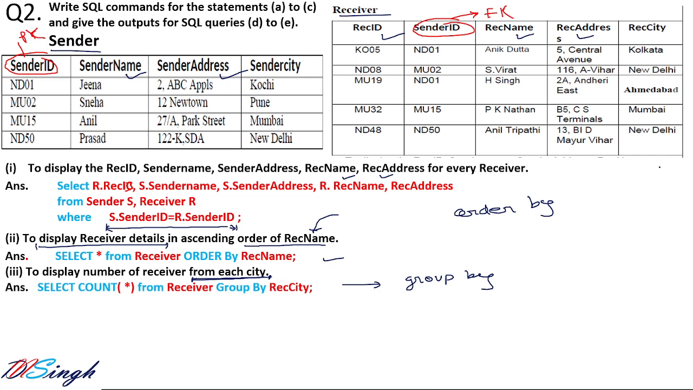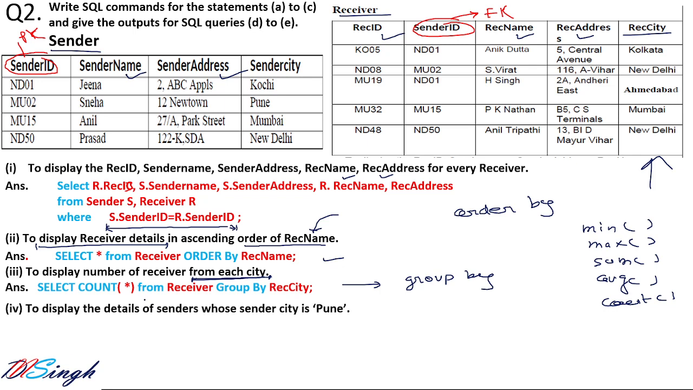So which column has cities inside the table? Inside receiver, city. So what do they want? They want the number of receivers from that city. So I will use the count star function. We will have min, max, sum, average, avg and count. These are the SQL aggregate functions, which are called multi-row functions. They will take multiple rows as input and produce a single row as output. Select count star from receiver, group by receiver city. So this is the answer for the third question.